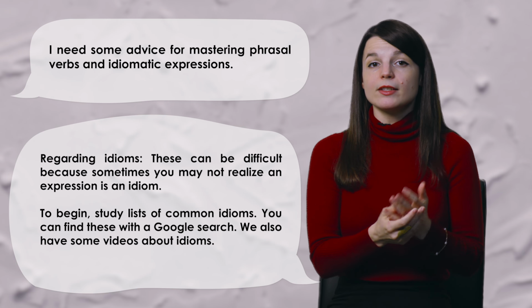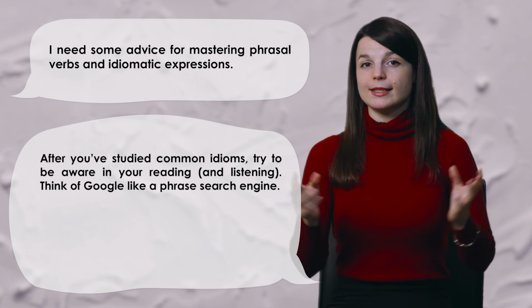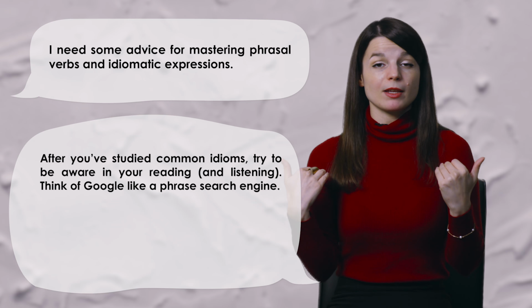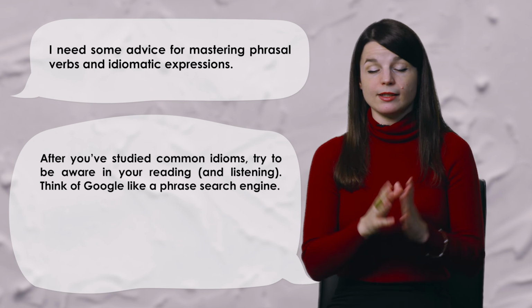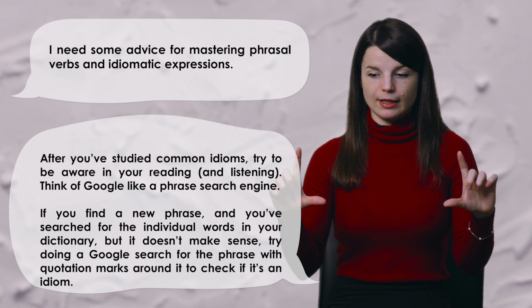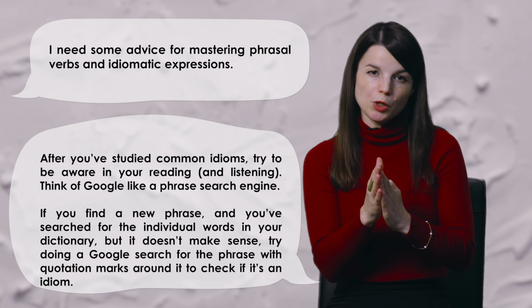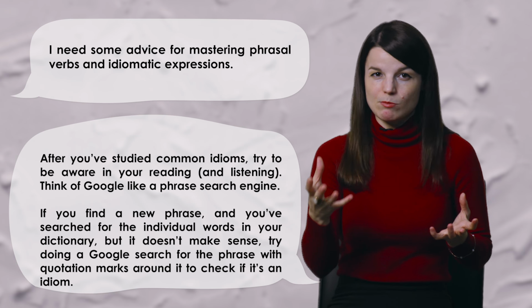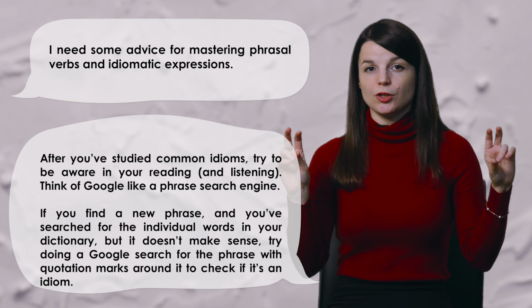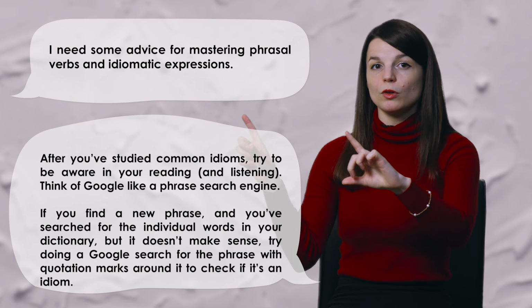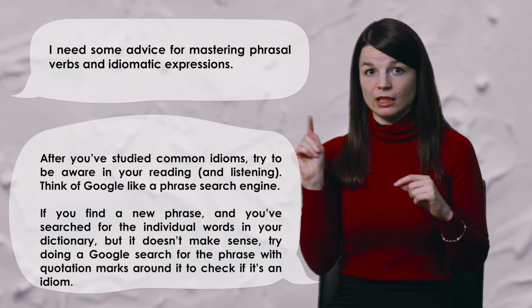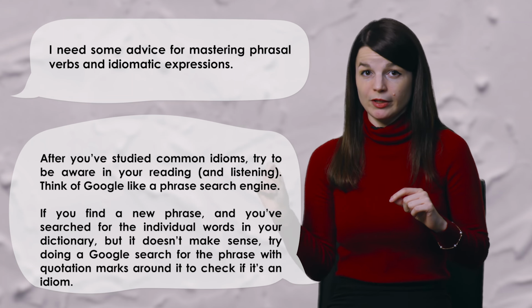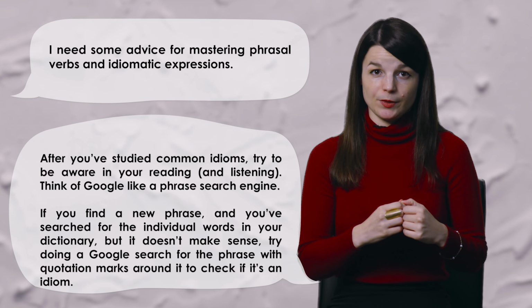Once you've studied these lists, you can think of using Google as a phrase search engine. This is something that I do with Japanese expressions too. If you find a new phrase and you search for the individual words in your dictionary and it doesn't quite make sense, try using quotation marks around that phrase in Google and you might find that it's actually an English idiom. So if you add "English idiom" to your search keywords, you might find a new idiom this way.